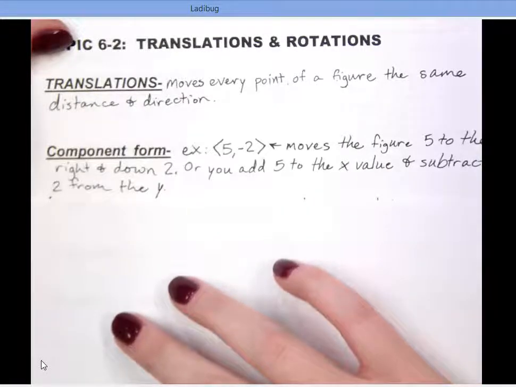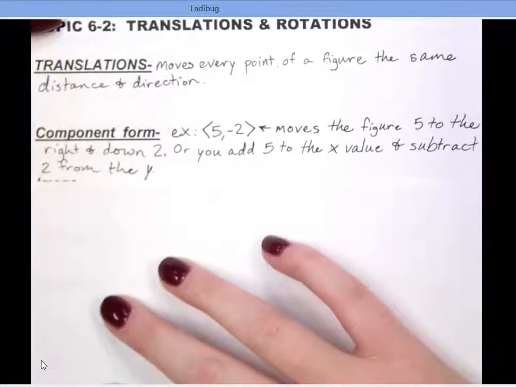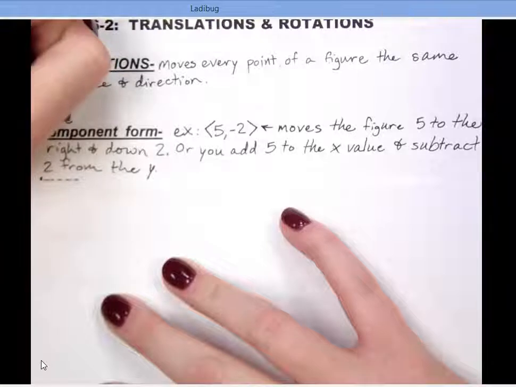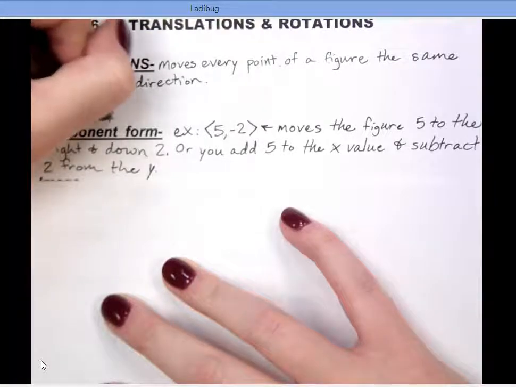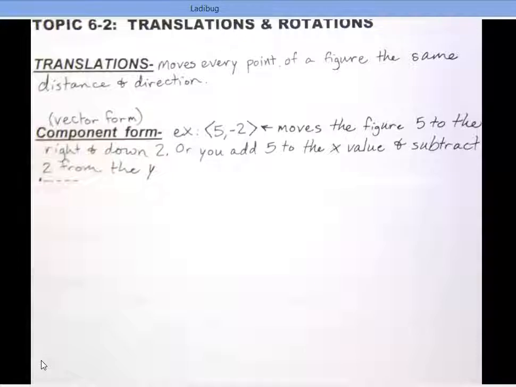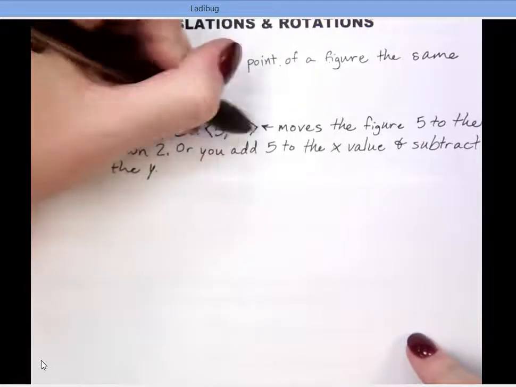And then there's this new word, component form. You may at some point see this as vector form. It just depends on the question, but they're the same thing. So if you ever see the word vector form, it means the same as component form. And this is what component form looks like.